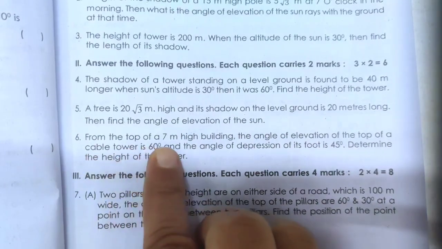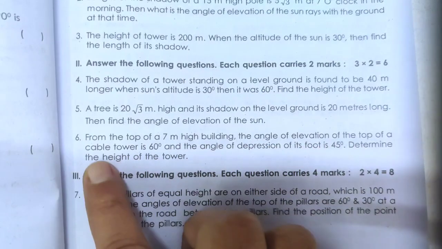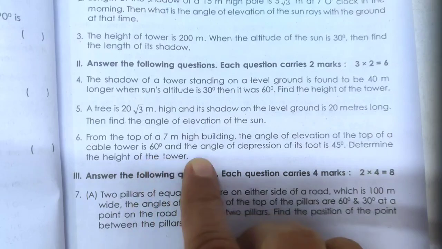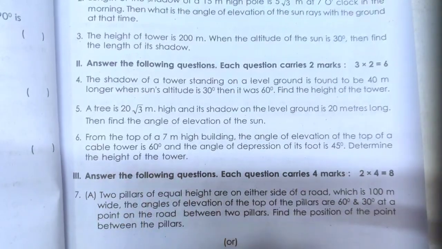After that, from the top of a 7 meters high building, the angle of elevation of the top of a cable tower is 60 degrees and the angle of depression of its foot is 45 degrees. Determine the height of the tower.